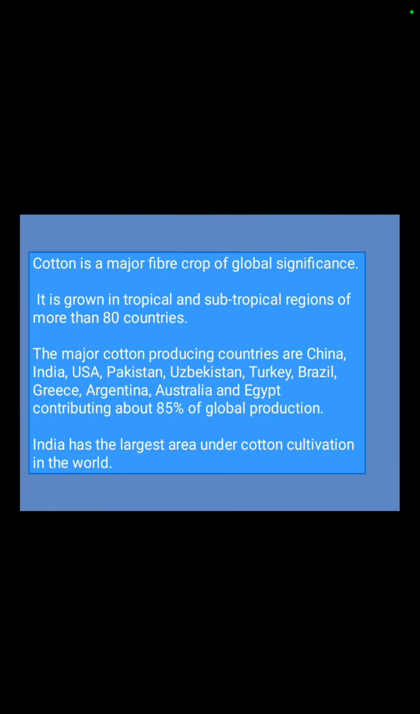Cotton is a major fiber crop of global significance. It is grown in tropical and subtropical regions of more than 80 countries. The major cotton producing countries are China, India, USA, Pakistan, Uzbekistan, Turkey, Brazil, Greece, Argentina, Australia, and Egypt, contributing about 85% of global production. India has the largest area under cotton cultivation in the world.